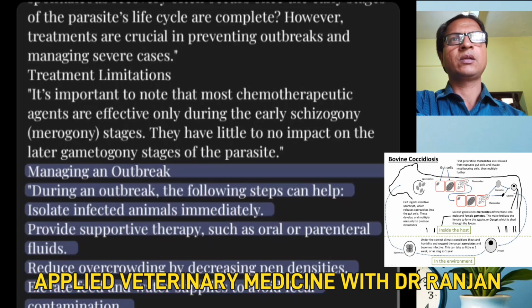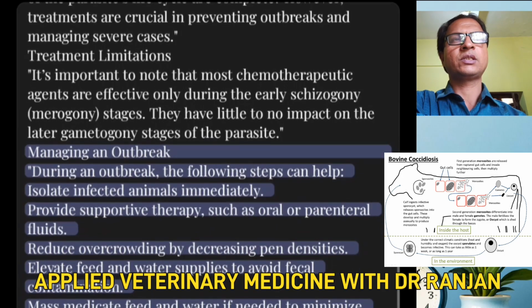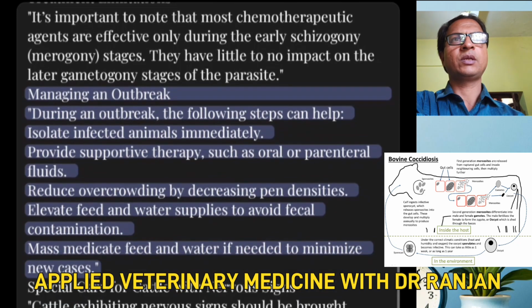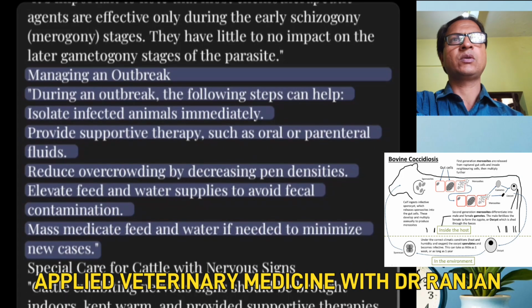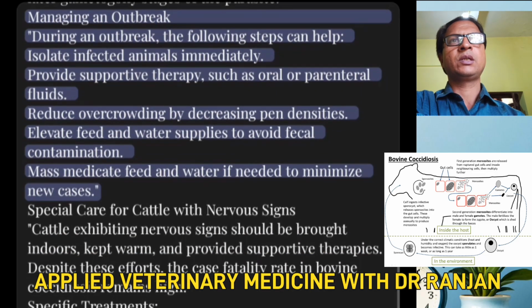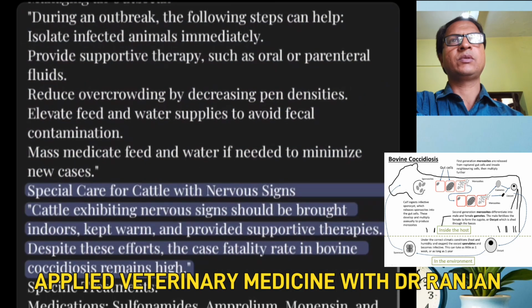Managing an outbreak. During an outbreak, the following steps can help. Isolate infected animals immediately. Provide supportive therapy, such as oral or parenteral fluids. Reduce overcrowding by decreasing pen densities. Elevate feed and water supplies to avoid fecal contamination. Mass medicate feed and water if needed to minimize new cases.